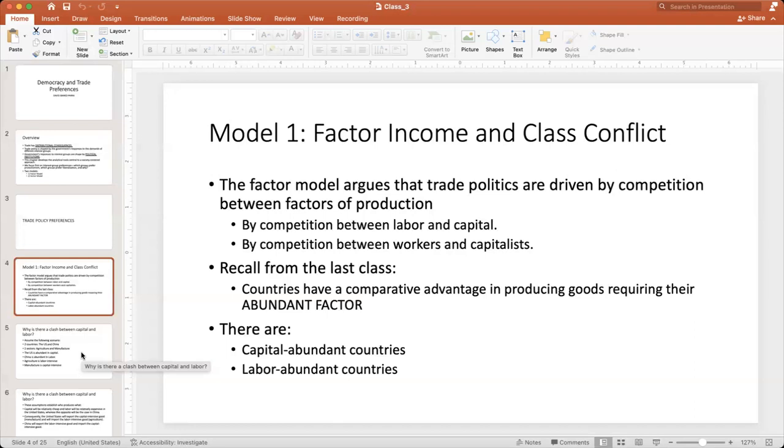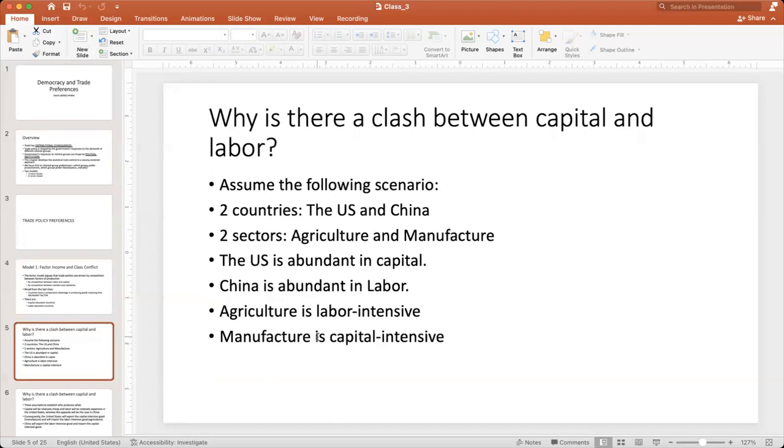using the production factors. However, why is there a clash between capital and labor? This is a very important and key question because it's very related to the idea of protectionism. So assume the following scenario. We have only two countries, the US and China. We have only two sectors, agriculture and manufacture, and the US is abundant in capital and China is abundant in labor.